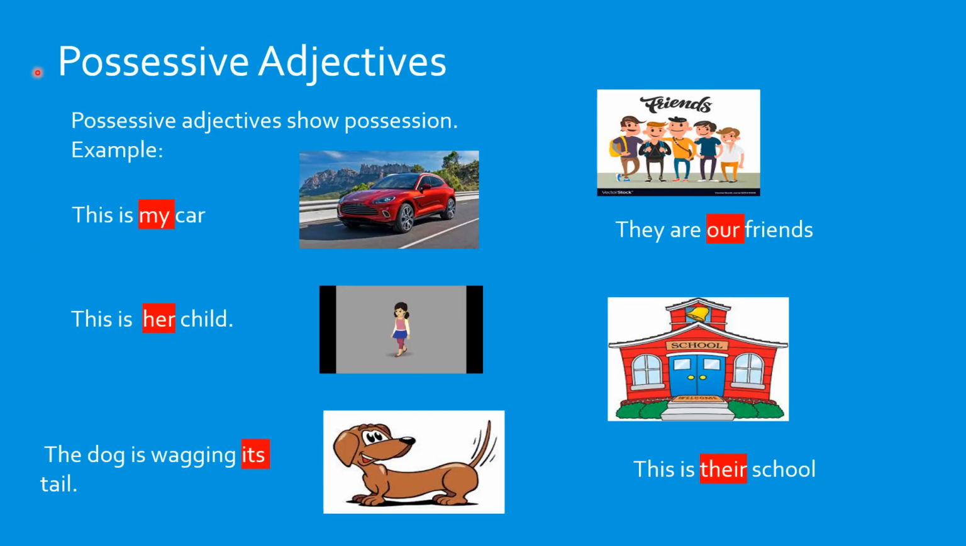Possessive adjectives. Possessive adjectives show possession. Example, this is my car. So my is a possessive adjective. This is her child. Her is a possessive adjective showing possession. The dog is wagging its tail. So its is the possessive adjective. They are our friends. So our is the possessive adjective. This is their school. Their is a possessive adjective. So all these highlighted words, my, her, its, our, their, are possessive adjectives. They show possession.